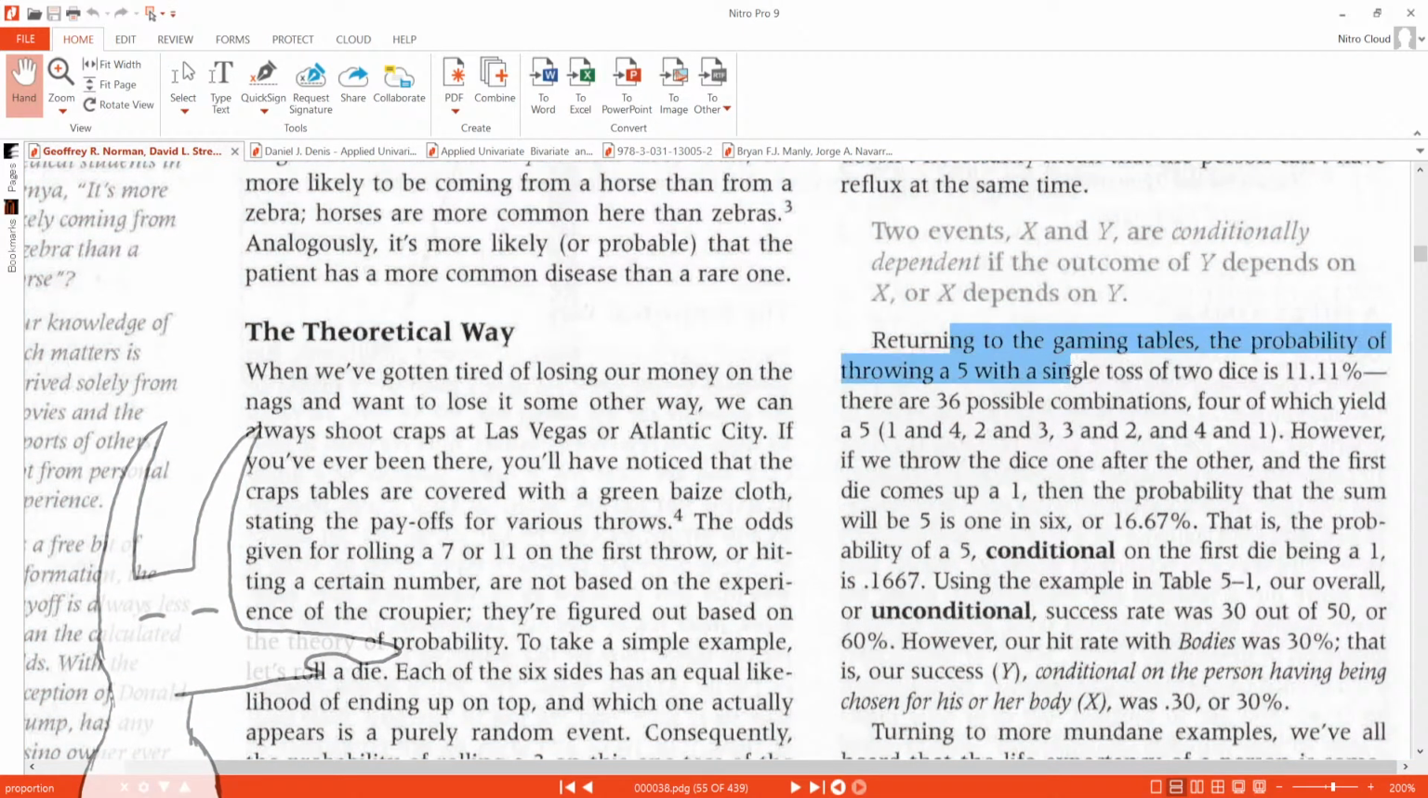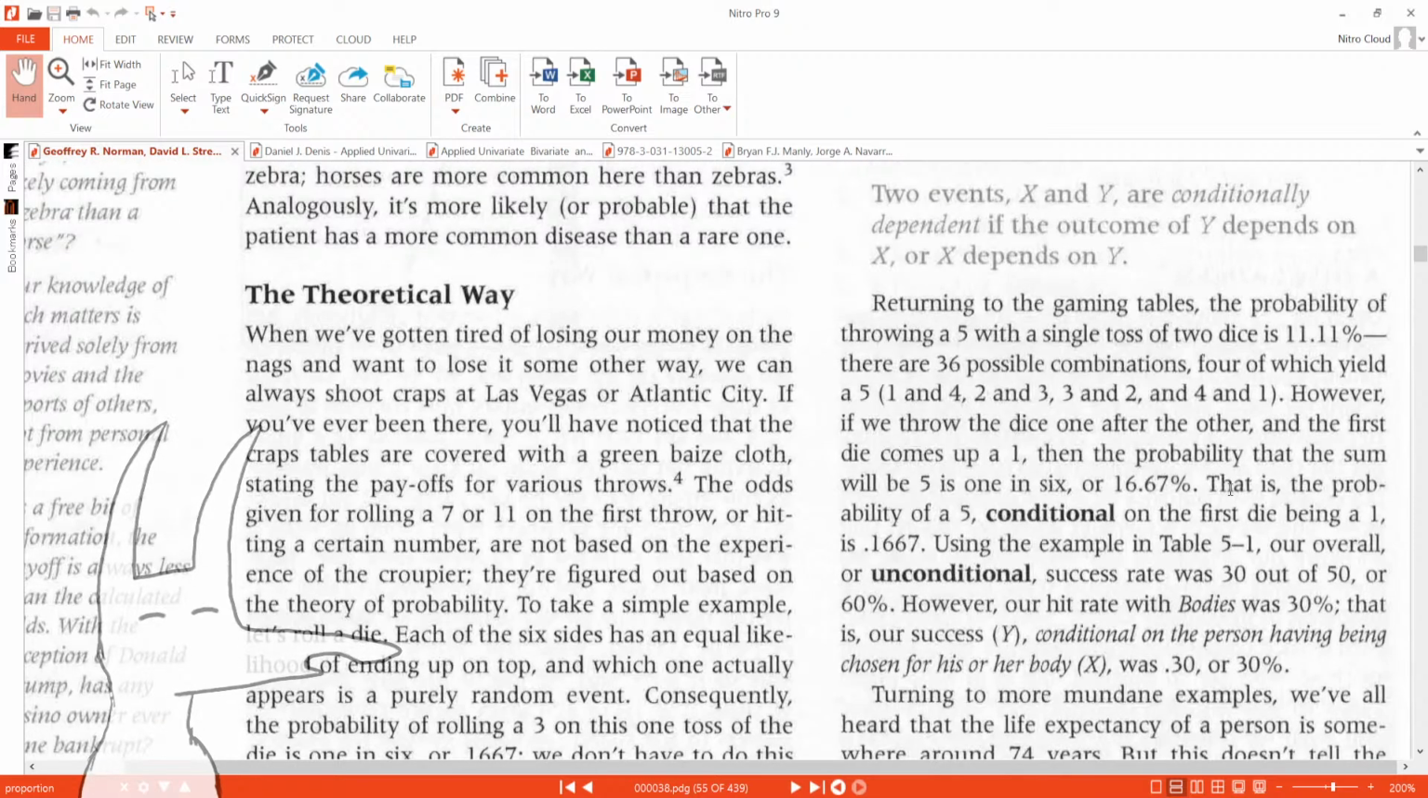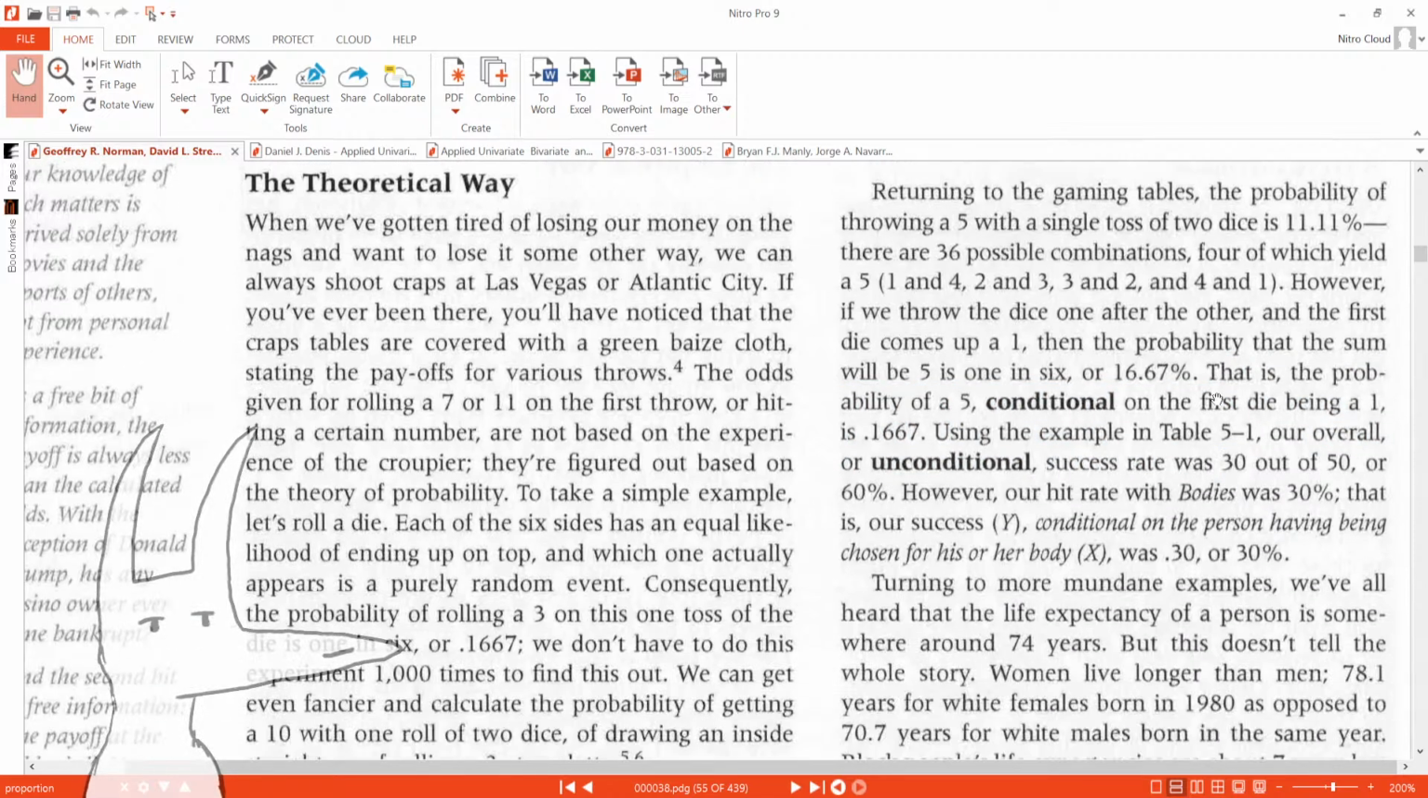Returning to the gambling tables, the probability of throwing a 5 with a single toss of 2 dice is 11.11%. There are 36 possible combinations, 4 of which yield a 5. However, if you throw the dice one after the other and the first die comes up 1, then the probability that the sum will be 5 is 1 in 6, or 16.67%, because we have to get a 4, and that's just 1 in 6, since we're just looking for one particular number. That is, the probability of a 5, conditional on the first die being a 1, is 0.1667.